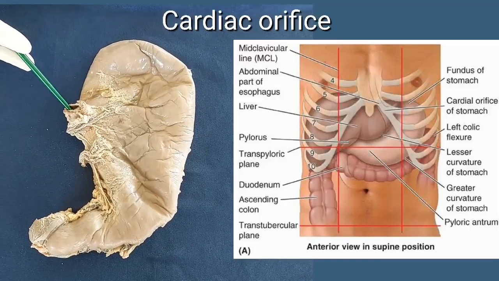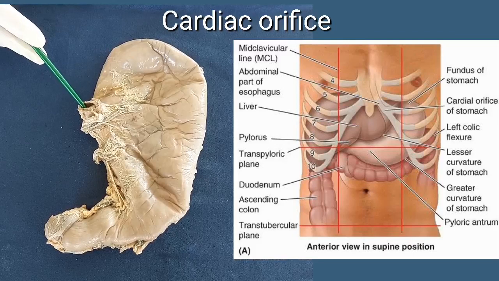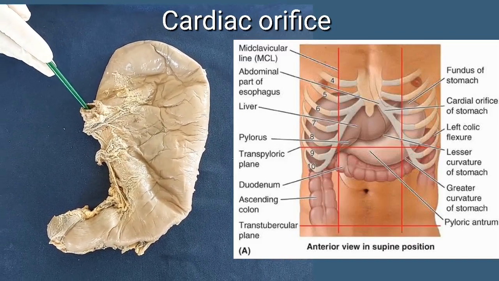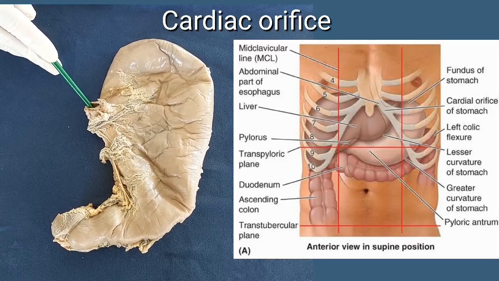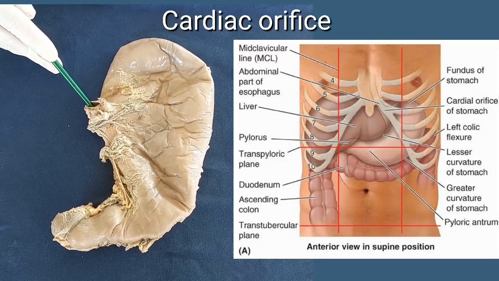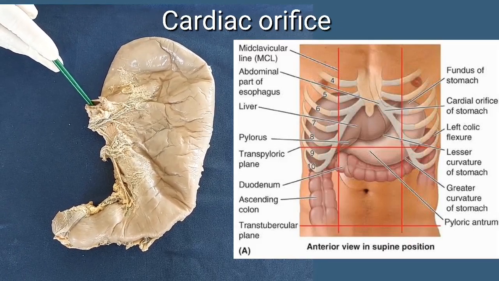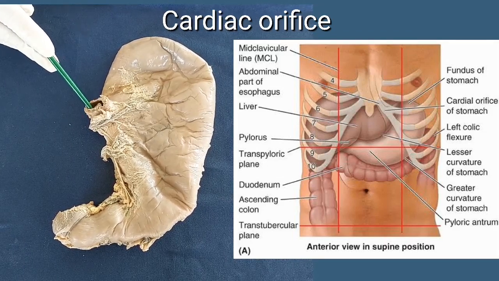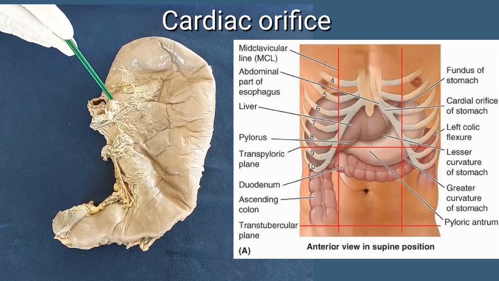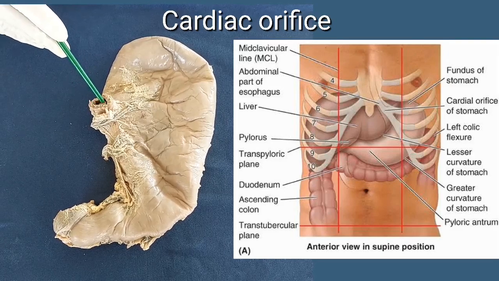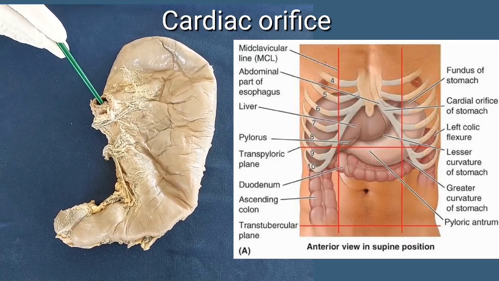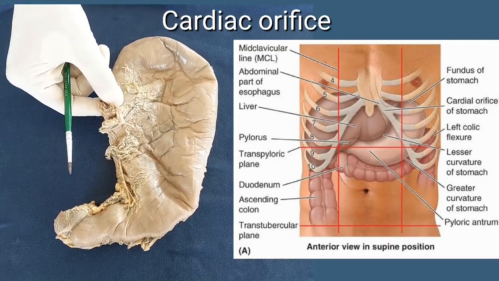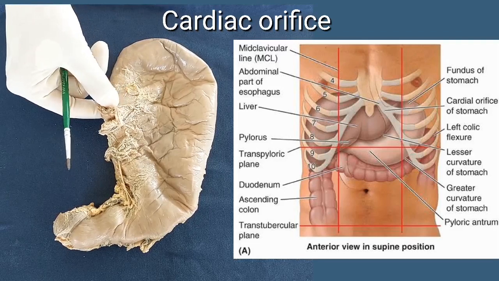Cardiac orifice. It is situated about 2.5 cm to the left of the median plane, behind the left 7th costal cartilage at the level of T11 vertebra, and it lies about 10 cm deep to the anterior abdominal wall. Physiologically, there is presence of a sphincter in the cardiac orifice, but anatomically, we cannot demonstrate the presence of a sphincter at this level.